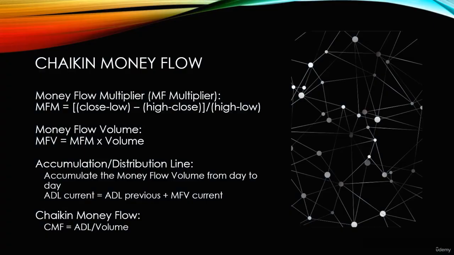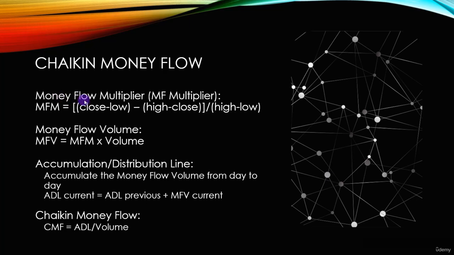The Chaikin money flow, or the CMF, combines price and volume data to assess buying and selling pressure. So we'll explain its calculation, interpretation, and how it can help spot trends and reversals. So how to compute the CMF?